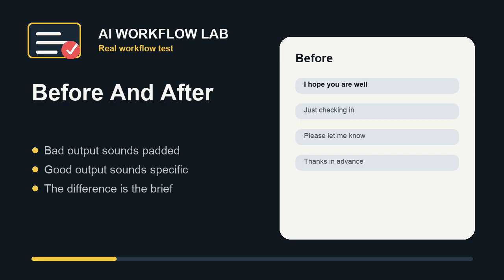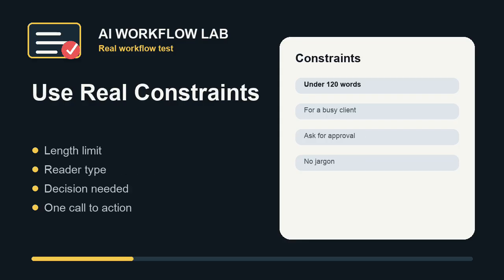A better brief creates a more specific result. Tell it the actual status, who the reader is, what decision is needed, and what the next step should be. Constraints are what make the output useful. If the client is busy, say that. If the email should ask for approval, say that. If it should avoid jargon, say that. If you only want one call to action, say that. The more real the constraints, the less editing you have to do later.